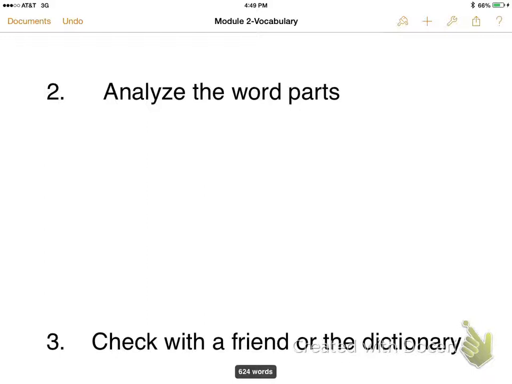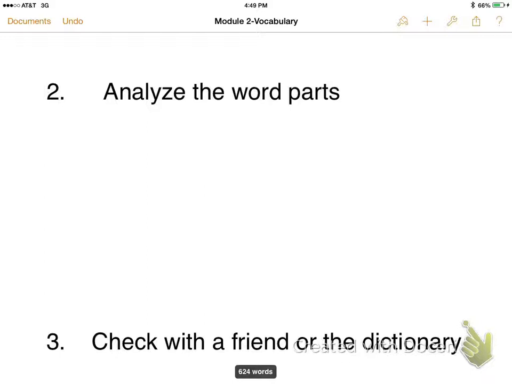Thinking about that. The last one is to check with a friend or with the dictionary. Now, a lot of times we send kids to the dictionary first, and that's not always the best place for students to find out the meaning of their words. Sometimes they need to do that last, after they've checked with a friend, asking the teacher, hey, do you know the meaning? Can you help me with the meaning of this word? Or asking one of their classmates if they know the meaning of the word.